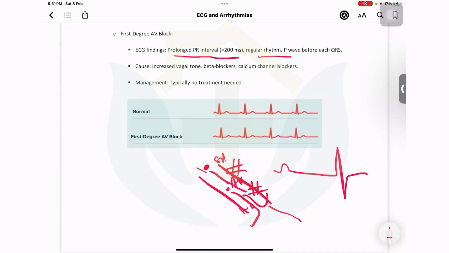Regular rhythm. That means P is followed by QRS and there is no wave between. If it is, then it is something else. I'll tell you what it is. This is first degree heart block.